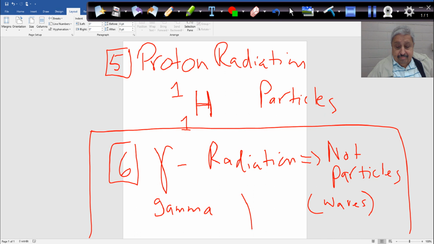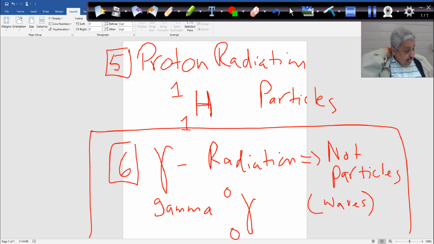It has the symbol gamma, atomic mass 0, correct? And atomic number or charge is 0. Everything 0, they can go through, correct? That's what we call antimatter, so gamma is like antimatter stuff. It's like a ghost going through the wall.